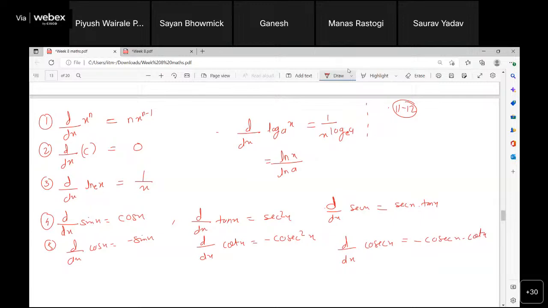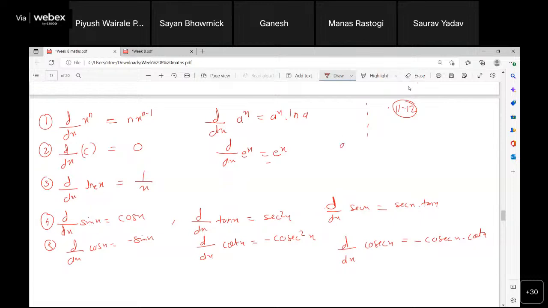Anything remaining? One more thing, exponential. What is the derivative of a to the power x? It is a to the power x into ln a, right? And derivative of e to the power x is e to the power x itself.